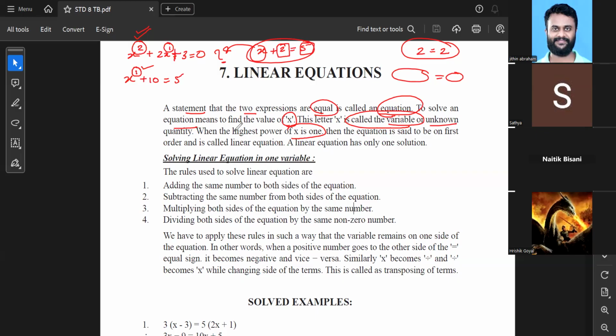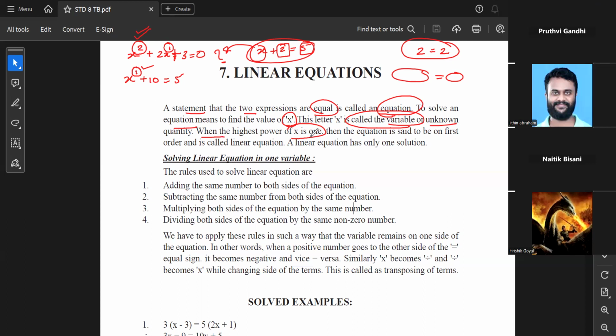Now, when the highest power of x is 1, like in these equations, the equation is said to be of the first order. Why first? Because the maximum power is 1. So this will be called second order and so on. Such equations where the maximum power of x is 1, the first order equations, are called linear equations.